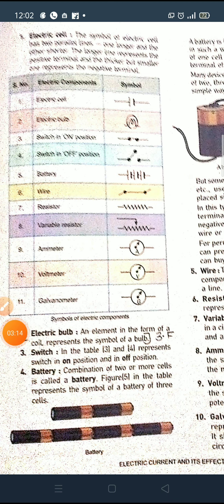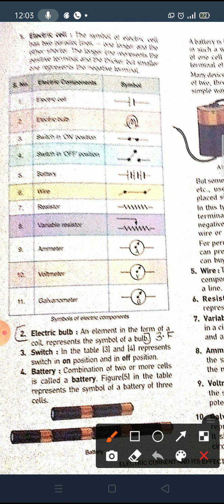Now we will learn about the symbols of electric components. You know that scientists use particular symbols for drawing electric circuits, because we cannot draw all pictures accurately. So scientists have discovered an easier method. They use symbols for the components in the circuit, and in the given picture you can see the symbols. First, it is the electric cell.